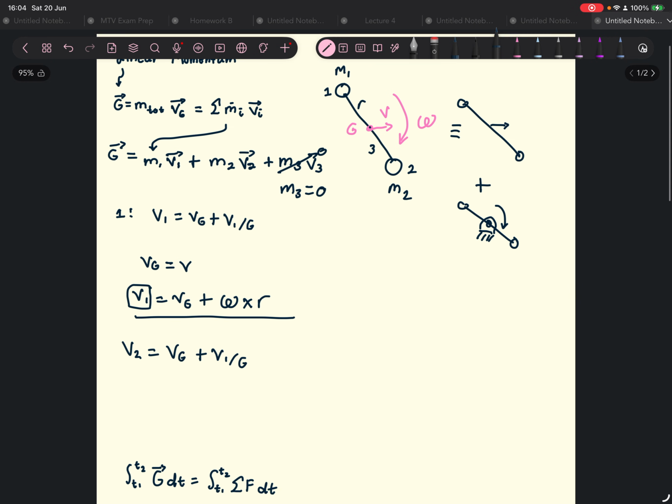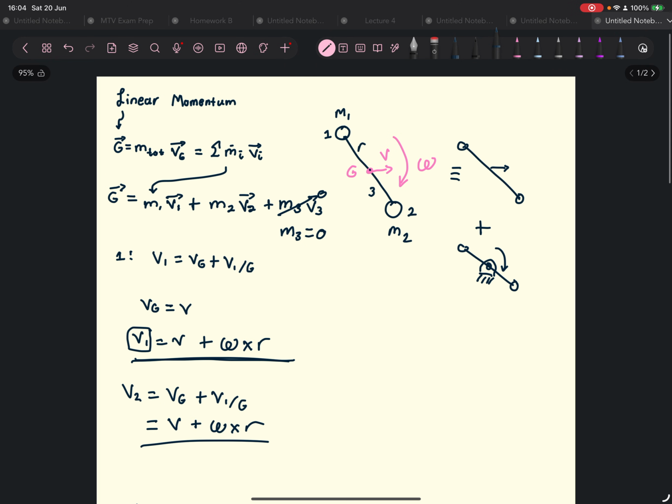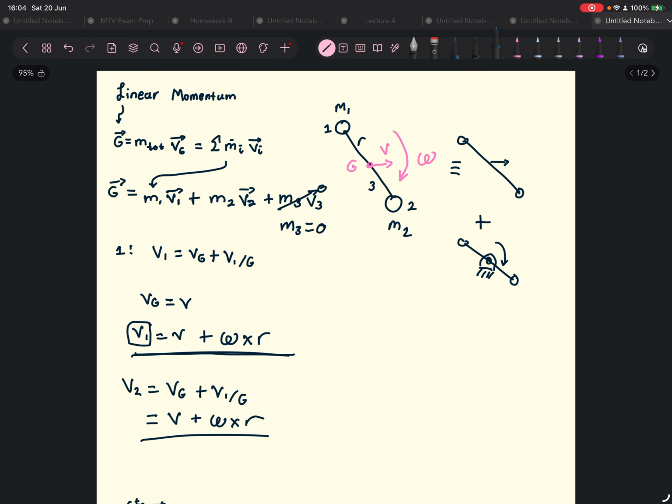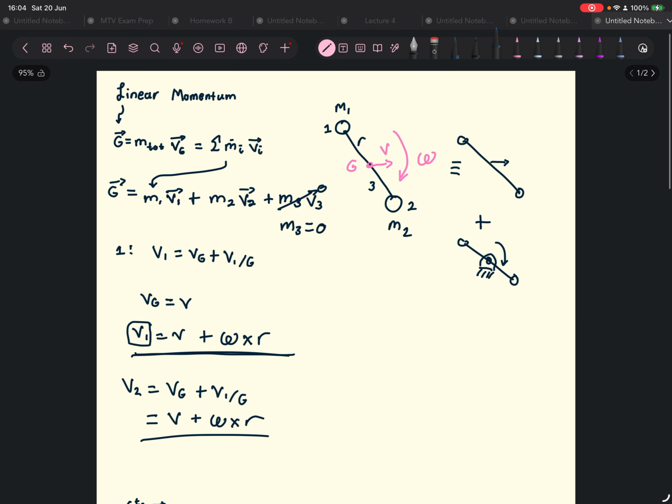Okay, and then again, we're going to do the same thing, where this is just going to become V. Sorry, that's just V plus omega crossed with r, right? So you can see that we get the same equation in the end, but these are going to be in separate directions. Okay, so yeah, in the end, you'll end up with this being equal to that.